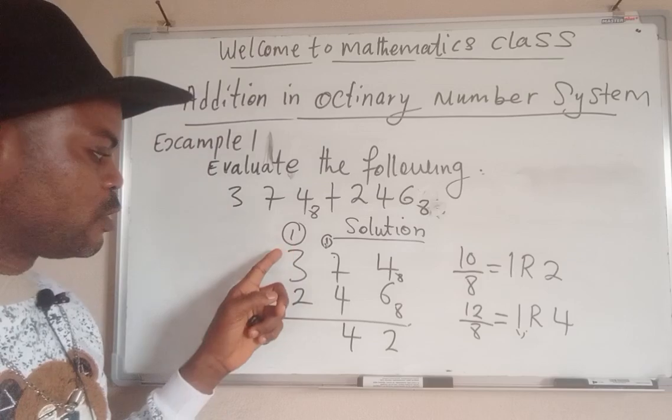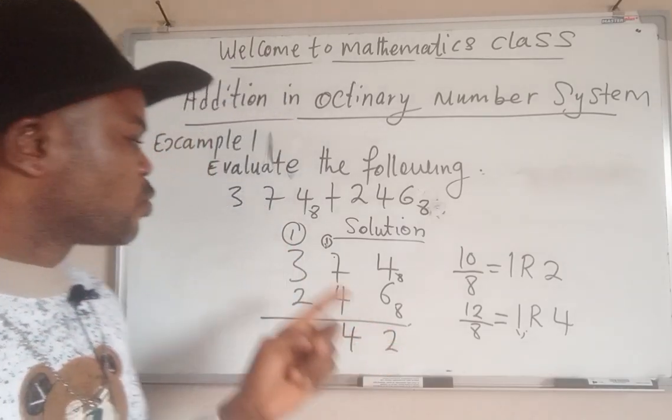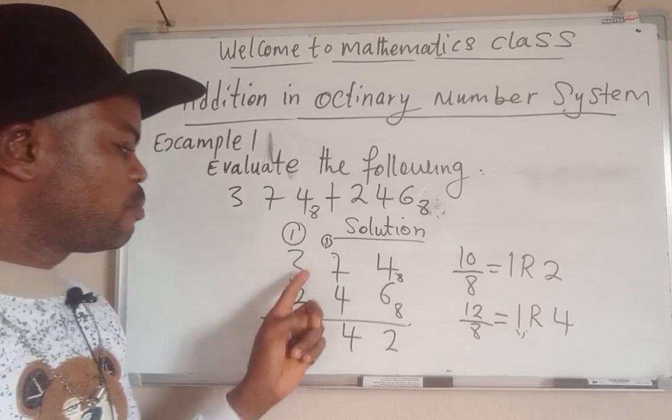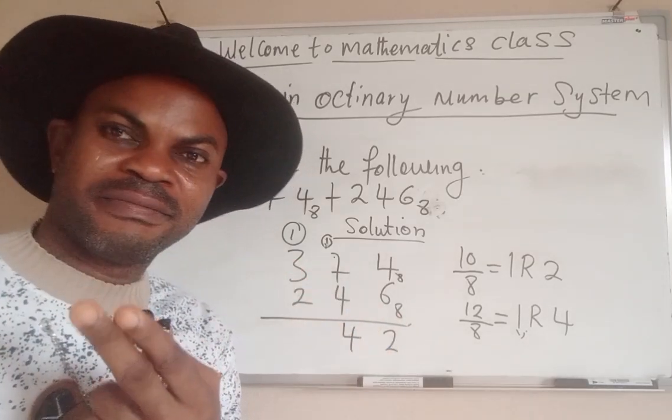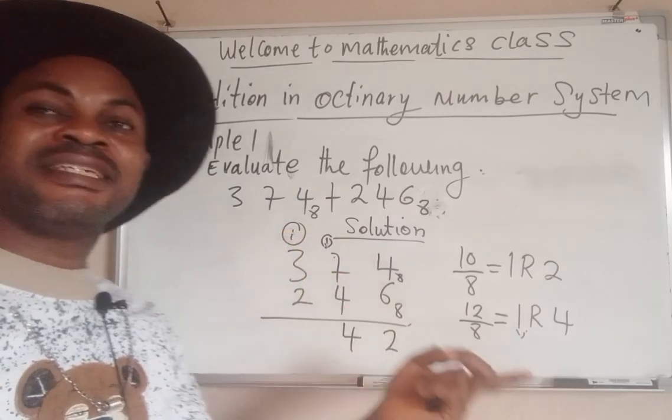So now we say 3 plus 2 gives you 5. Then 5 plus the 1 gives you 6.